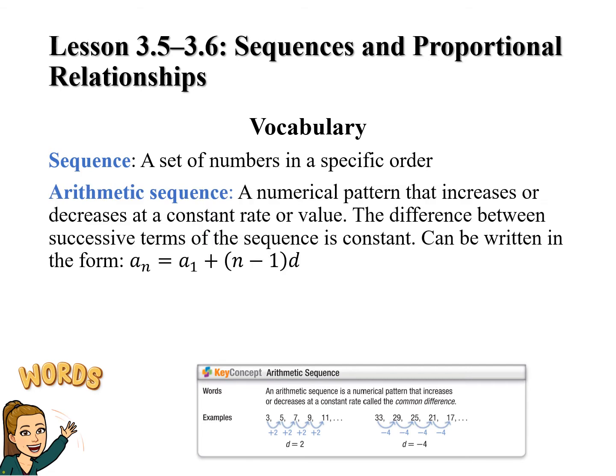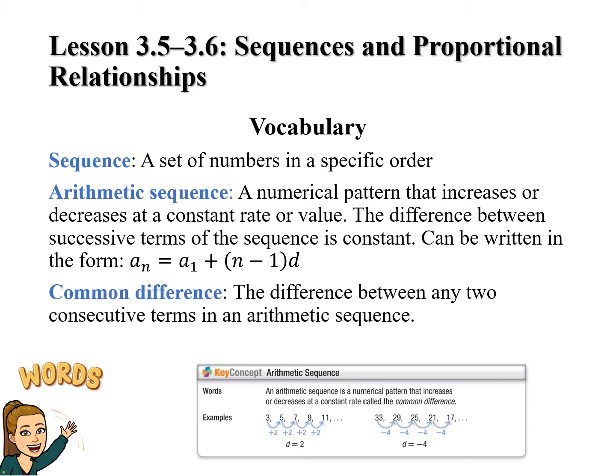An arithmetic sequence is a numerical pattern that increases or decreases at a constant rate or value. The difference between successive terms of the sequence is constant. They can be written in the form a sub n equals a sub 1 plus n minus 1 times the quantity d. That d is the common difference, the difference between any two consecutive terms in an arithmetic sequence.